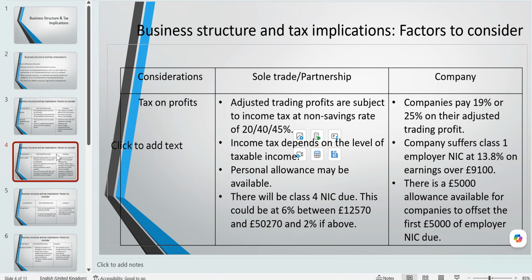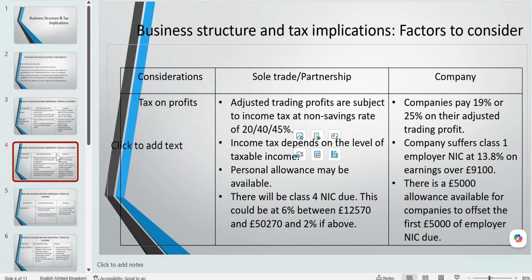Other considerations: tax on profits. For a sole trader or partnership, adjusted trading profits are subject to income tax at non-savings rates of 20%, 40%, or 45%. There is also income tax, which depends on the level of taxable income. Personal allowance may be available. There will be Class 4 national insurance contribution due.